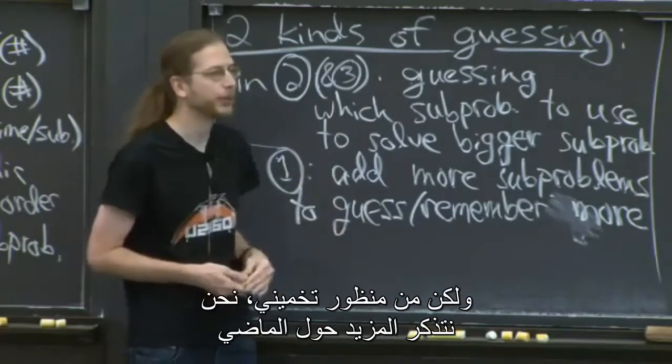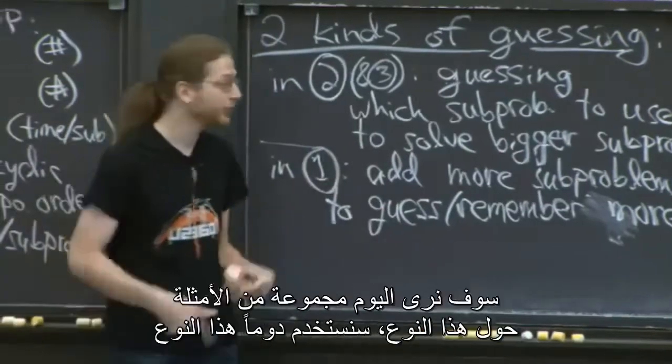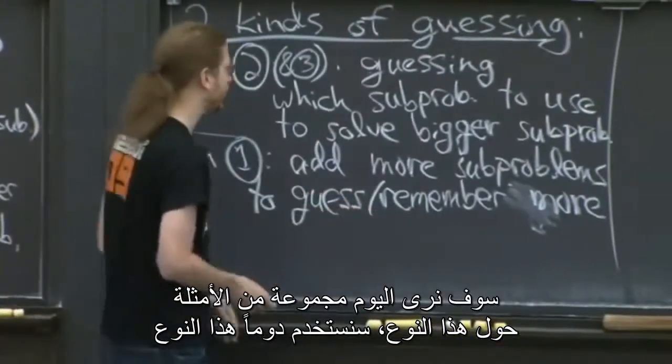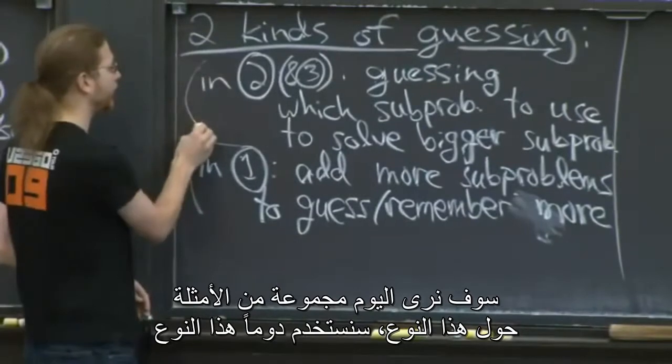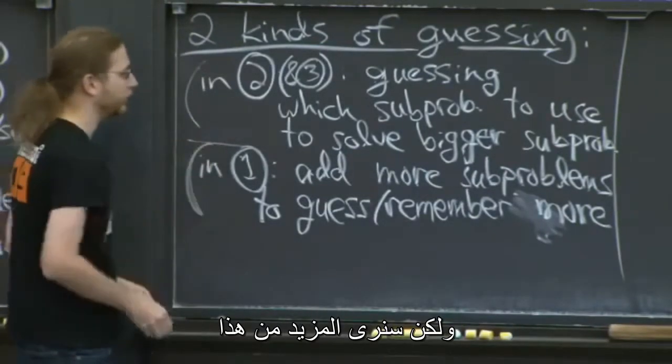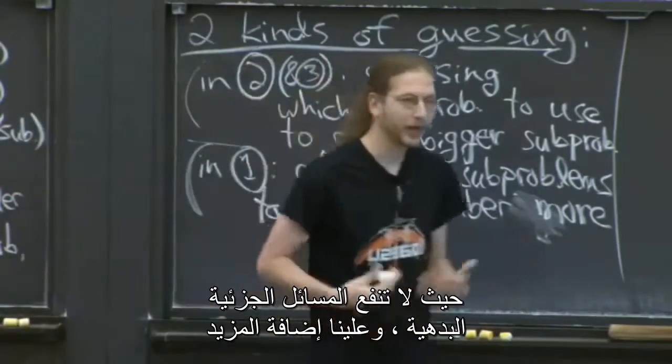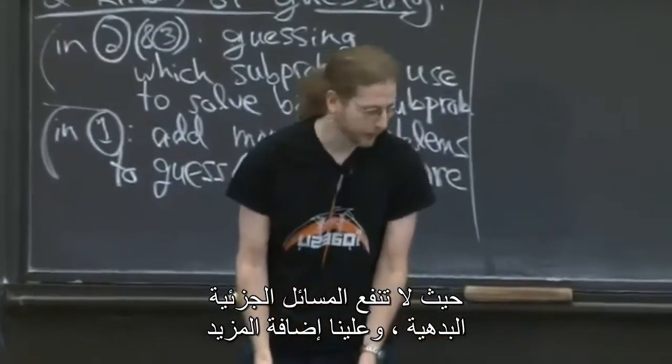But from a guessing perspective, you're remembering more about the past. We're going to see a bunch of examples of this type today. We'll always use the first type, but we'll see more of this, where the obvious subproblems don't work, and we need to add more.